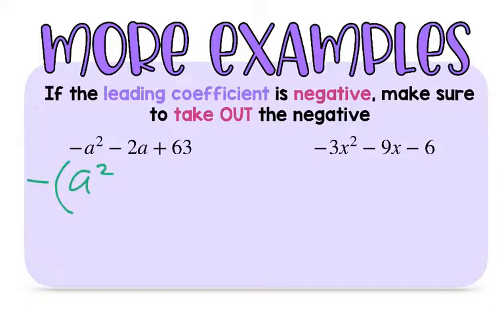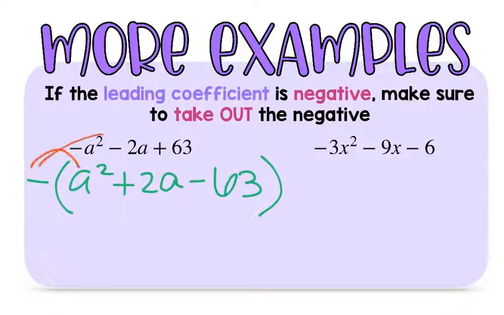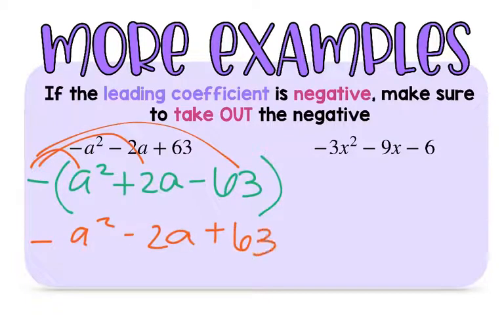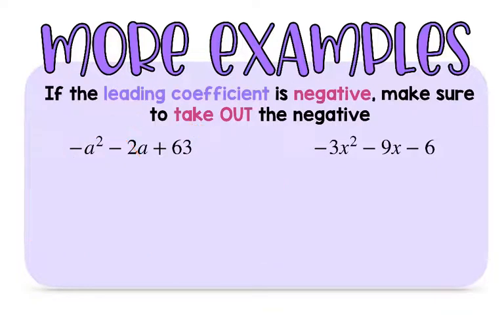So if it had a negative, it's now going to be positive. So this would be a positive 2a and a negative 63. Okay, the reason that works is because if we just distribute back in that negative, you would get negative a squared minus 2a plus 63, which if you look is exactly what we started with. So taking out the negative, or dividing by a negative, just flips the sign of everything else, which is why I'm going to write it like this, and we know that that's correct.